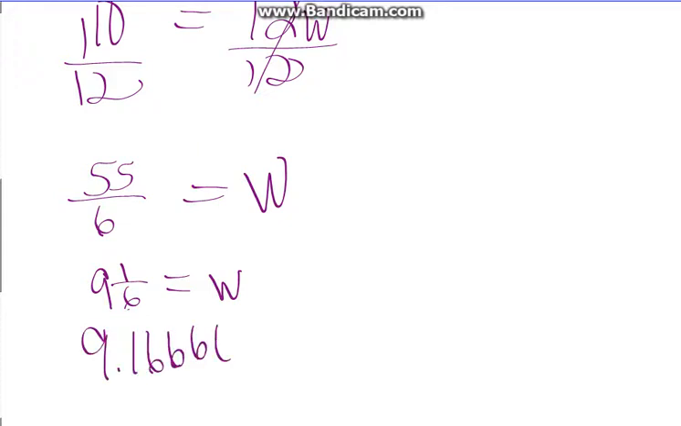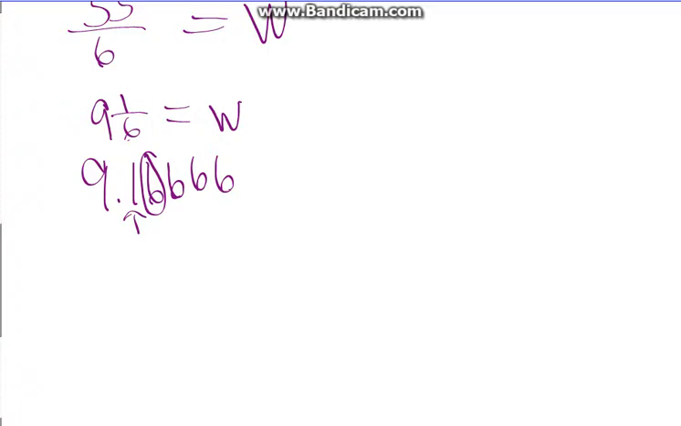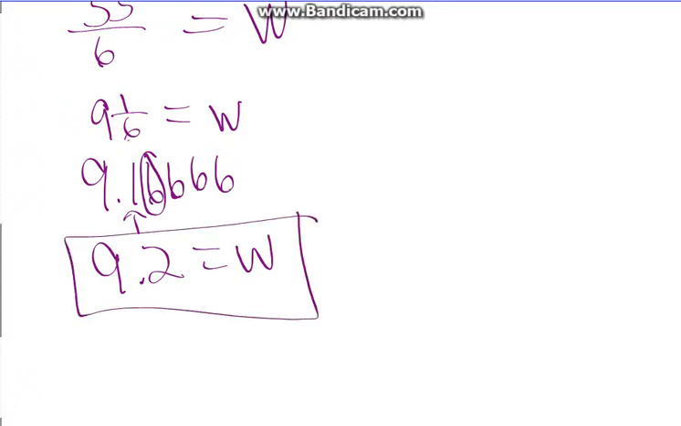So it goes on, but to round to the nearest tenth, it means we're going 1 decimal place. You look at the next place value, decide, is this 5 or greater? If it is, we round that tenth place up, and 6 is greater than 5, so we're going to round it up to 2. So we've got our width is equal to 9.2.